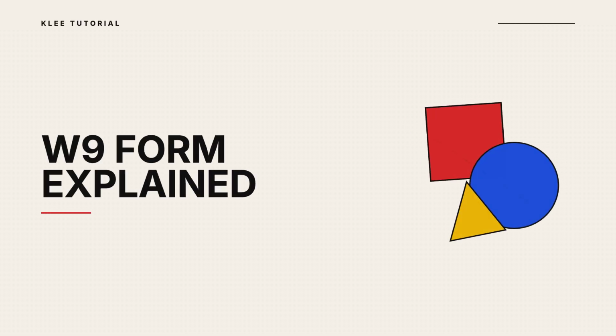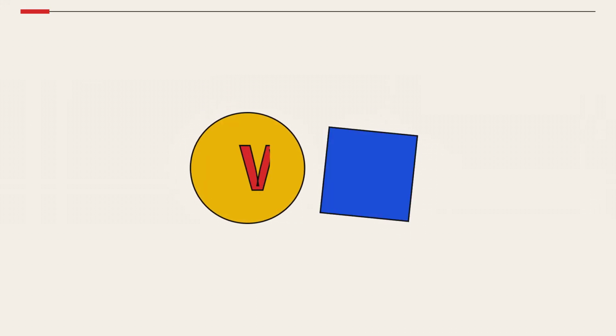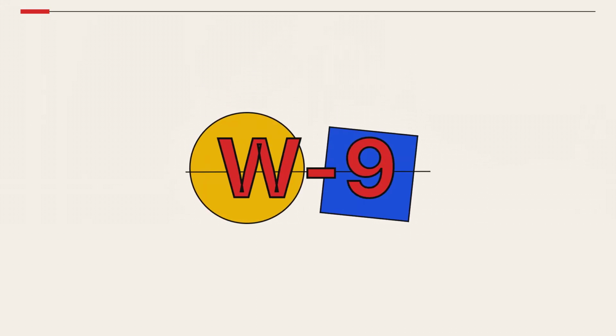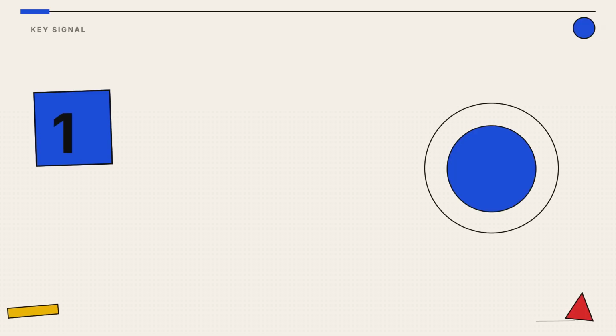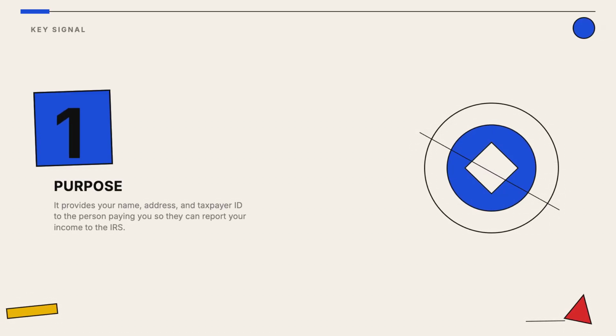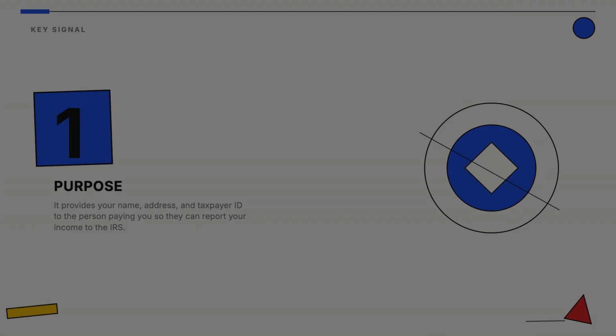If you are a freelancer or contractor, you will eventually see a request for a W-9 form. Here is what it actually does. The W-9 is technically called the Request for Taxpayer Identification Number and Certification. Its main job is to give the person paying you the information they need to file accurate tax documents at the end of the year.